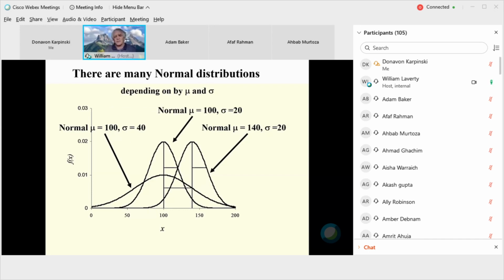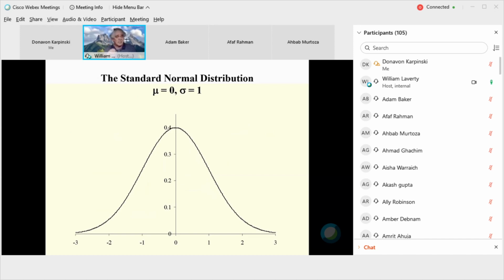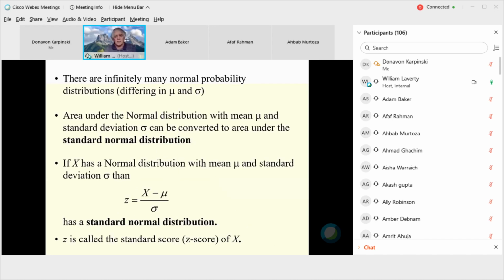So for every value of mu and sigma, there's a different normal distribution. An important one is the standard normal distribution, where mu is equal to 0 and sigma is equal to 1. Its area is tabled, and the area under other normal distributions can always be converted to area under the standard normal distribution. So there are infinitely many normal distributions depending on mu and sigma. One important one is the standard normal distribution.